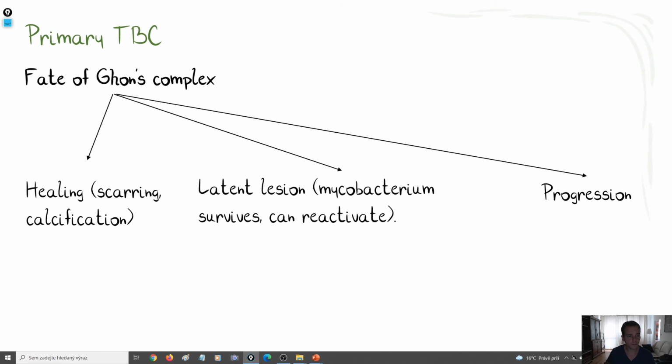The Ghon's complex can be completely healed. It's scarred, it often calcifies, and the lesion is healed. That's the first thing. The second possibility is a latent lesion, which means that the infection is stopped, but the mycobacterium survives and it can reactivate. So the lesion can be scarred or even calcified, but the mycobacterium survives and it can reactivate as a secondary TBC. And the third phase is progression, which we will discuss now.